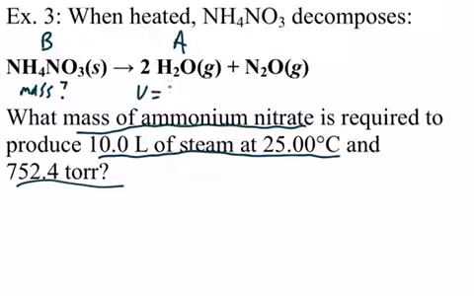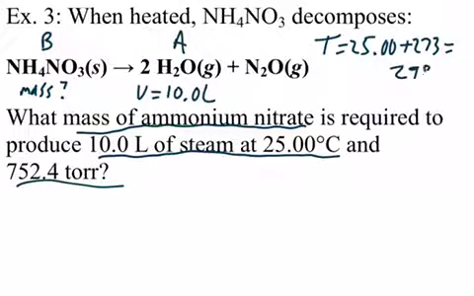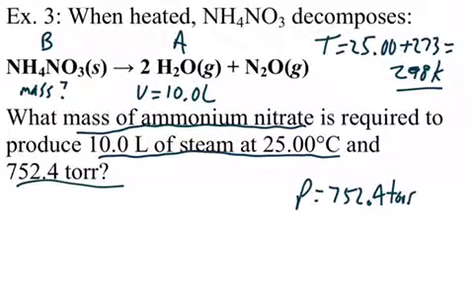They give us the volume, 10 liters. They give us the temperature. I'll write it over here on the side, 25, which by the way, we just did that. That would be 298 Kelvin. So we have that already in Kelvin. And the pressure is 752.4 torr. We are going to have to change that, and I'll do that in just a second. But we have every piece of information except for moles.